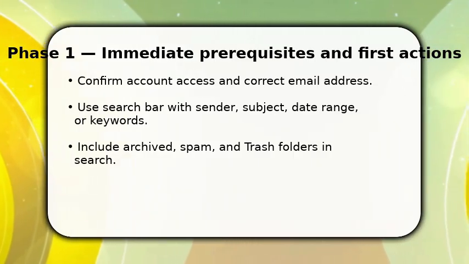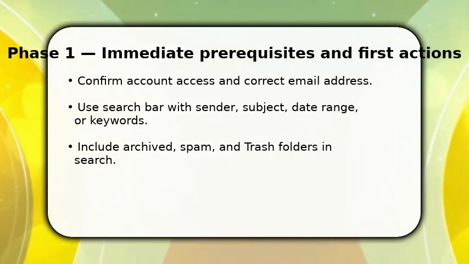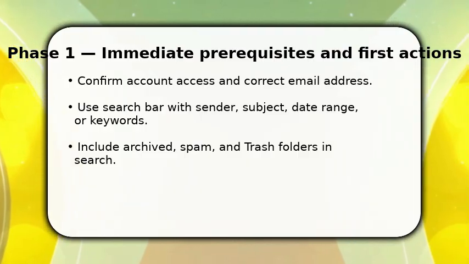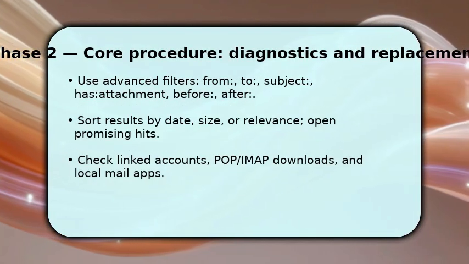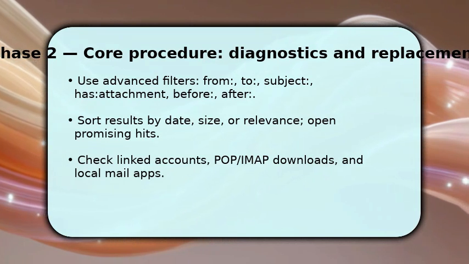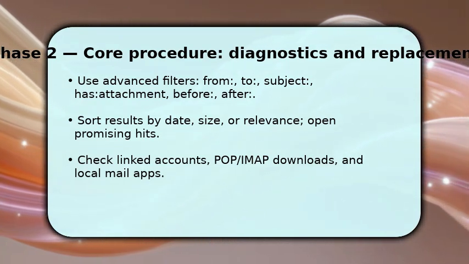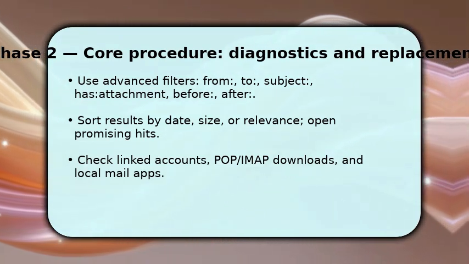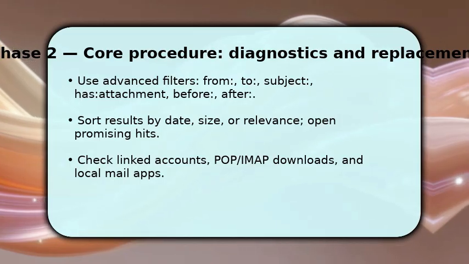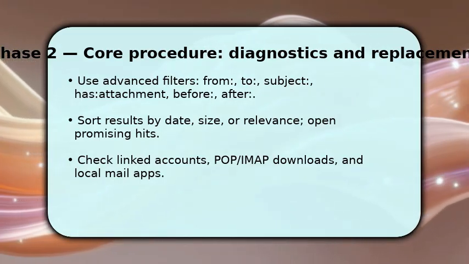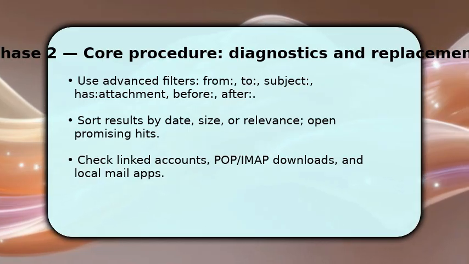Make sure to note labels, folders, and any connected accounts that might contain the older message. Now refine. Apply advanced operators like from, subject, has, attachment before, and after to target the message precisely. You're looking for patterns, attachments, unique words, or approximate dates, so combine operators for better hits.